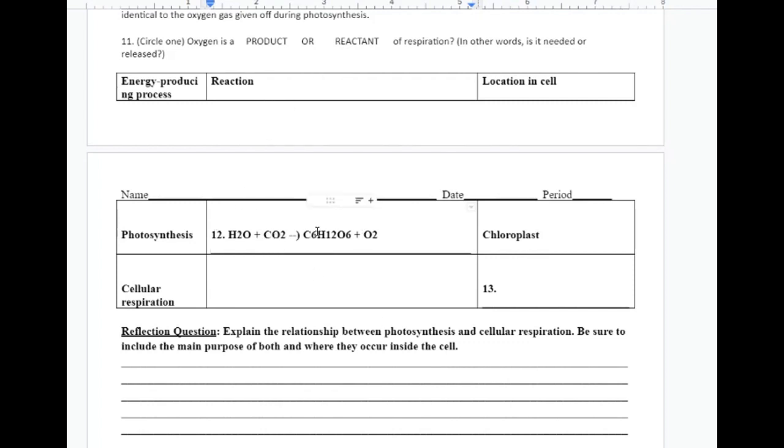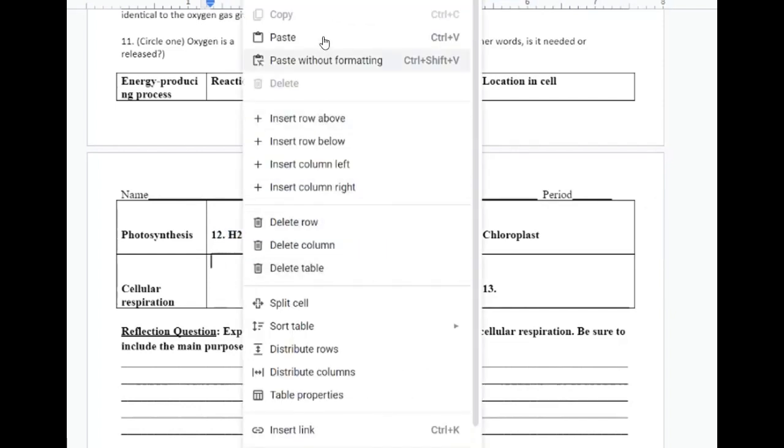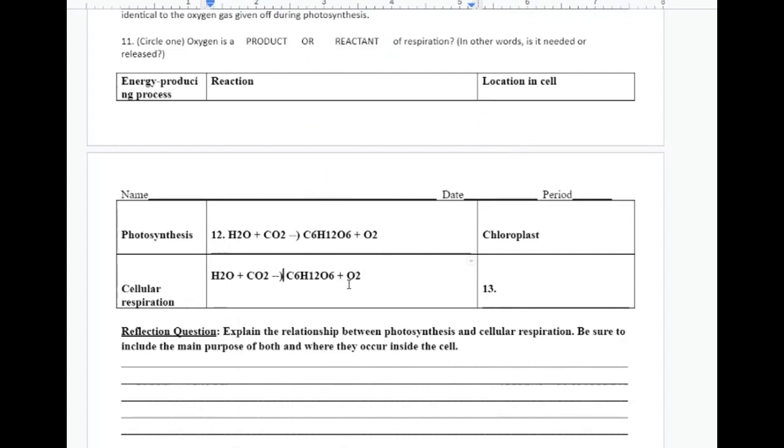So cellular respiration is just the opposite. You know what I'm going to do for you guys as well? I'm going to copy and paste it in there, but I'm going to make my arrow just go the other way. Because I'm smart like that. So let's go over here and then we're going to go here.